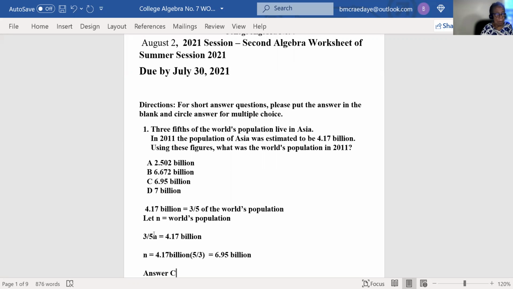Answer C. Multiply 5 by 4.17 and then divide by 3. So 5 times 4.17 is 20.85. So let me just put that there, 20.85, and then divide the 20.85 by 3, and you get 6.95 billion. So that's the answer to number 1. 3/5 of the world's population that we want to calculate is Asia, 4.17 billion. Okay, now let's go to number 2.